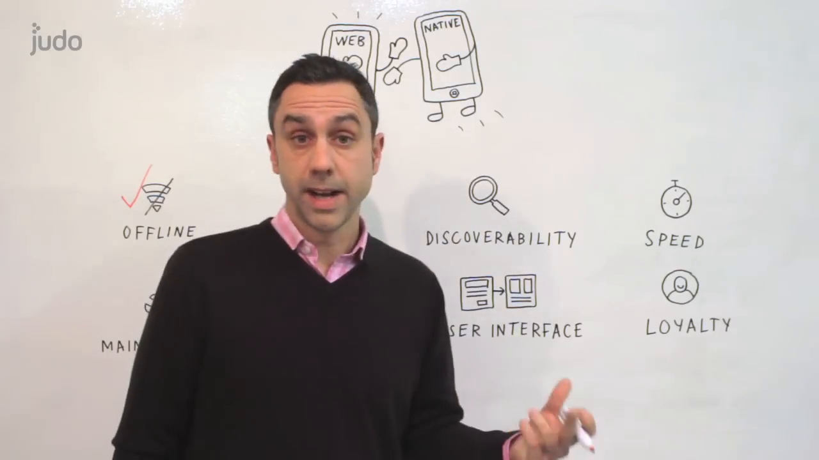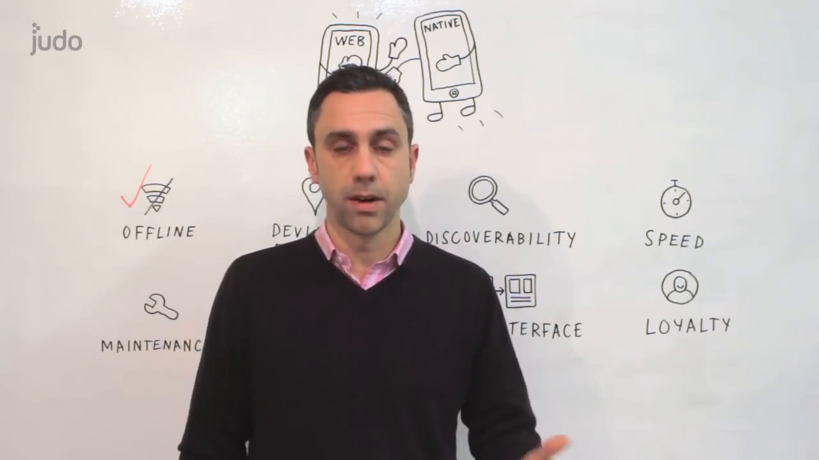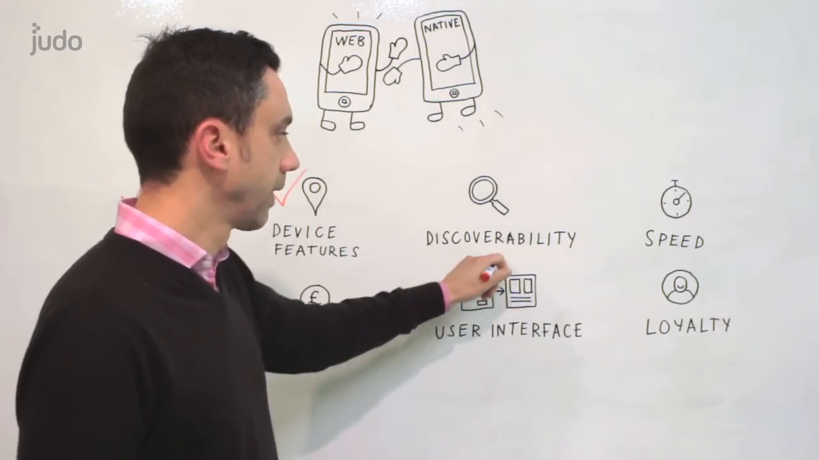Device features, native again, really important. If you look at some of the device features on your phone, accessing the camera, accessing contacts, or whatever it might be, native is really the only pull-through that you can use, and therefore native wins again.